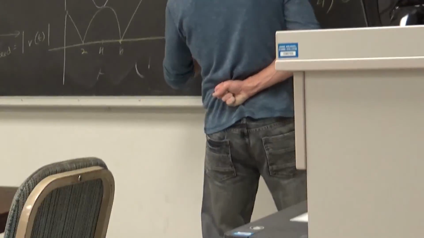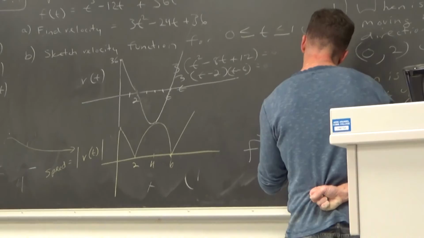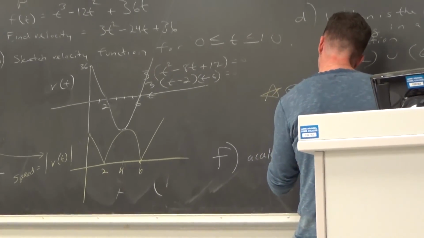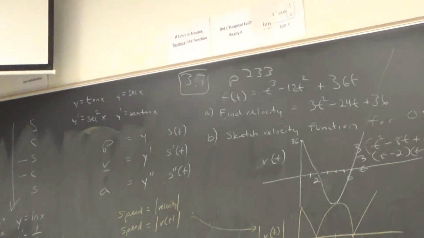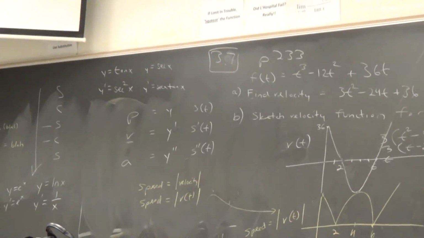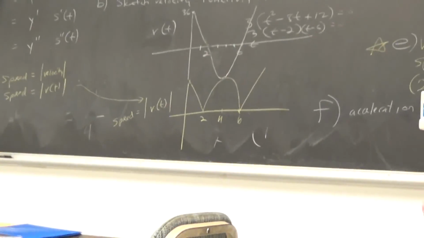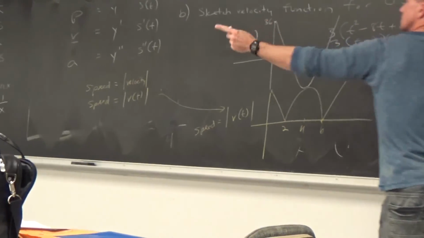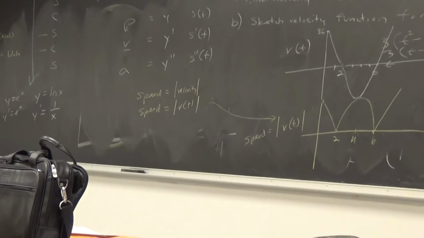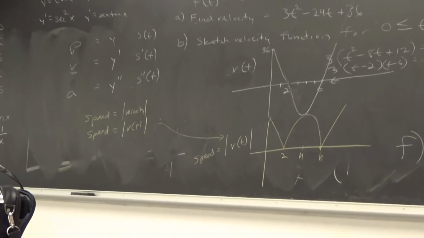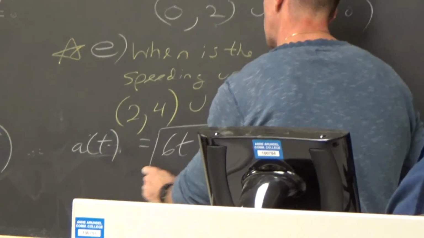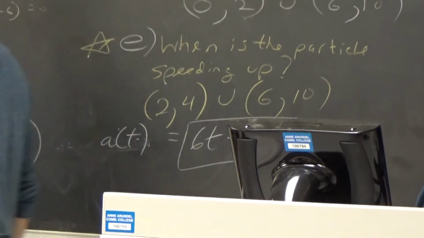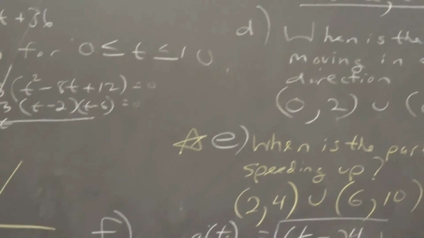Can you come up with a formula for acceleration? Acceleration is the derivative of what? Velocity. Where's velocity? 3t squared minus 24t. Everyone, what's the derivative of that velocity? 3t squared becomes 6t. And we can call this A of t, does that sound good? A of t equals 6t minus 24. Does that work? Great job.